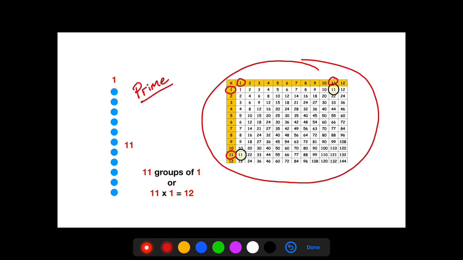So now you should have a good idea about factors. If any of this was not super clear, rewind this video, take a look again. Make sure you understand it before you leave.